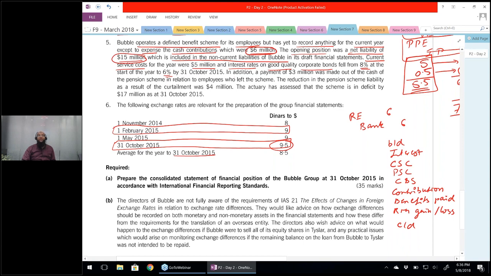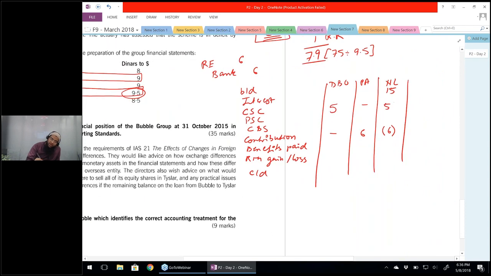Chandan is saying average, a new rate. Okay, the rate at the start is relevant to us actually. So we will be using 8% to calculate the interest and 5 million as the current service cost. So 8% of 15 is 1.2. So the interest is 1.2.